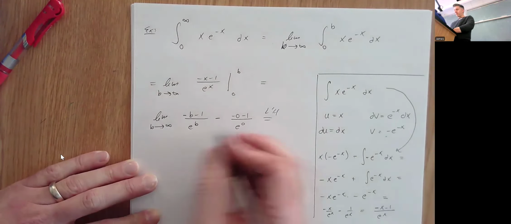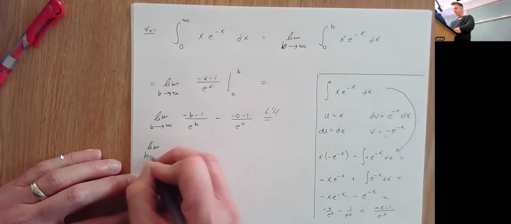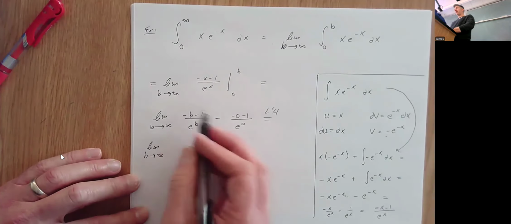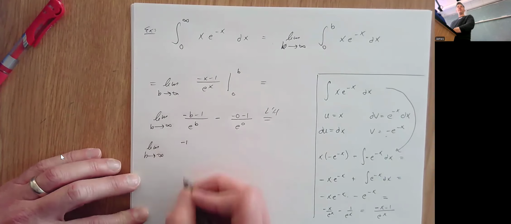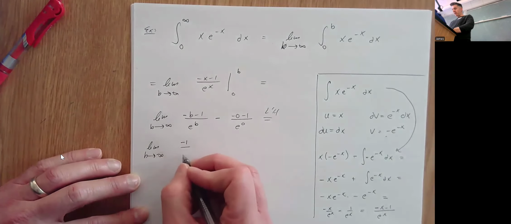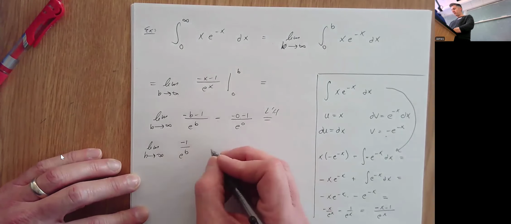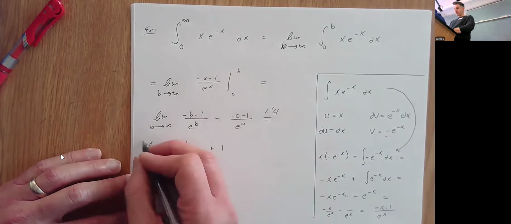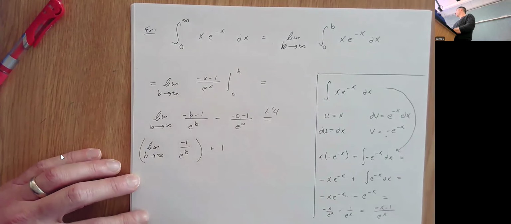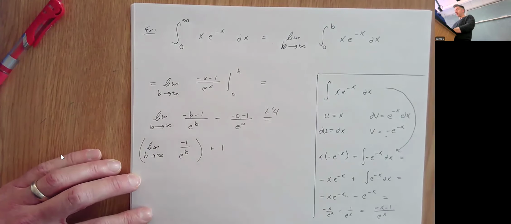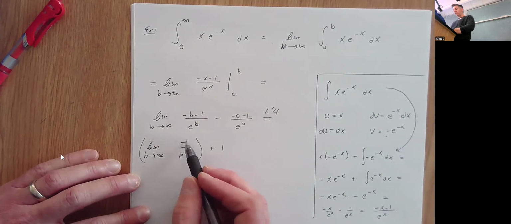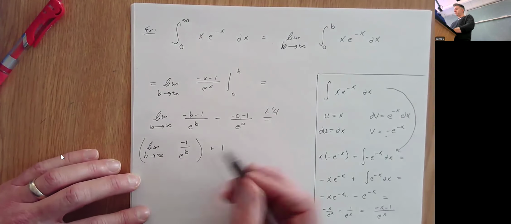So L'Hopital's rule. We're going to leave this part alone, but for this part over here, the limit as b goes to infinity, the derivative of negative b minus 1 is negative 1. The derivative of e to the b is e to the b. This part here is just minus 1 over 1, so that's a plus 1. We're just leaving that alone. And now we can actually take the limit, because as b goes to infinity, negative 1 over e to the b is going to get super small.